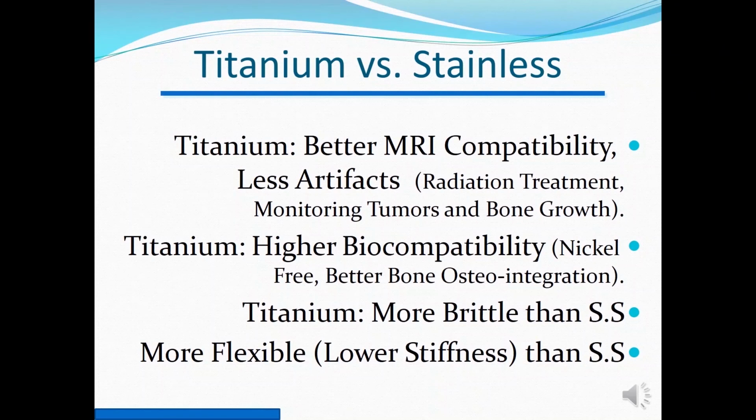If you compare titanium versus stainless steel, titanium has got advantages. It has better MRI compatibility because most of the patients may require MRI after surgery. So it's better to have a titanium implant. Less artifacts. Titanium has a higher biomechanical compatibility. Titanium is more brittle than stainless steel. It is more flexible, so it is less stiff than stainless.